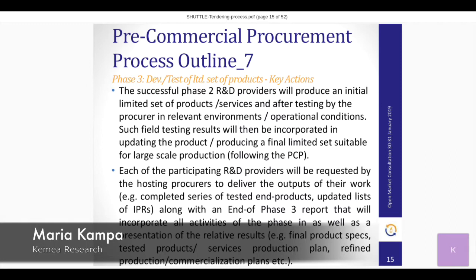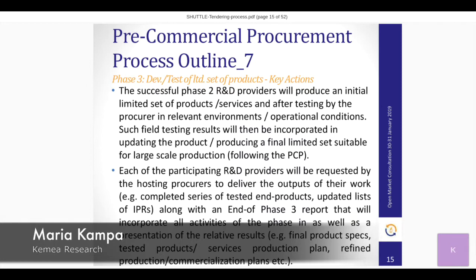So, in the last phase 3, which concerns the development and testing of a limited set of products, the key actions are, first of all, the successful phase 2 R&D providers will produce an initial limited set of product services, and after testing by the procurer in relevant operational conditions, the field testing results will be incorporated in updating the product, producing a final limited set suitable for large-scale production following the PCP.